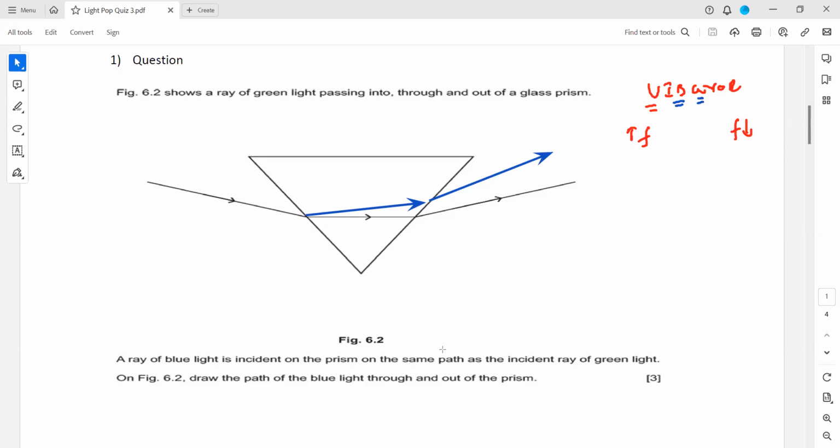So we have to draw the path of a blue light through and out of the prism. So this should be the path of the blue light which you should draw. Is it clear, this one?